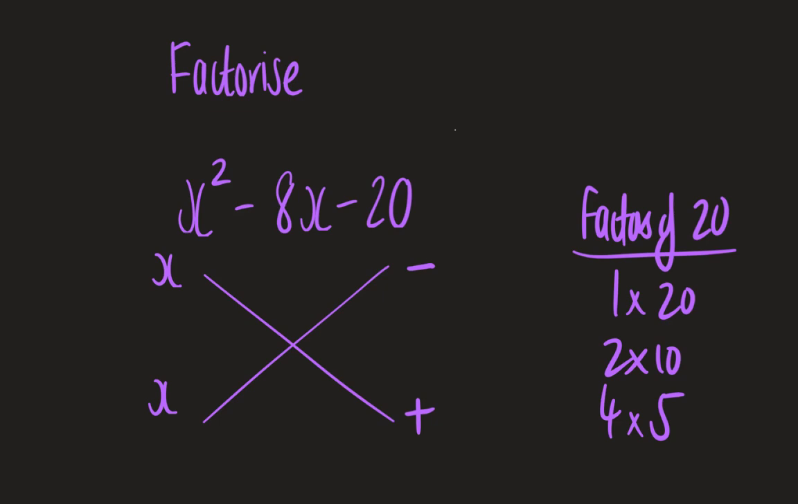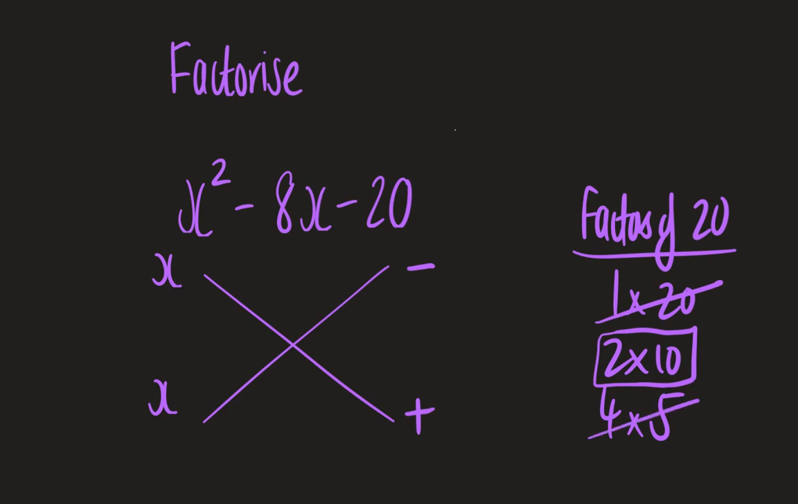So same steps as before, I'm thinking which one of my factor pairs are 8 units away from each other on a number line. Well, 1 and 20 are 19 units away from each other, so it's not that one. 2 and 10 are 8 units away from each other. 4 and 5 are 1 unit away, so it's not that one. So it must be 2 and 10.